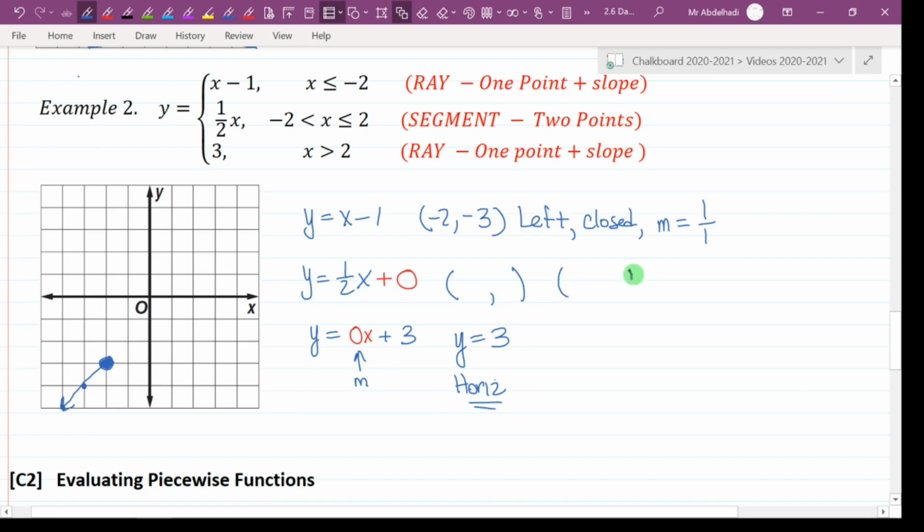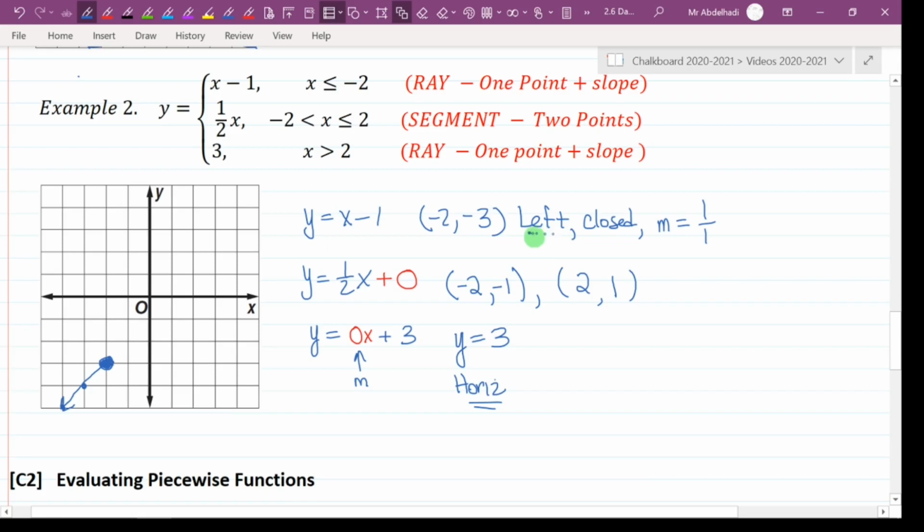Let's put down the parentheses here for the ordered pairs. The first endpoint has an x of negative 2, and the second endpoint has an x of 2. What are the y's? Well, plug them in and evaluate. If you plug a negative 2 in here, what's 1/2 of negative 2? It's negative 1. And if you plug a positive 2 into this, 1/2 of positive 2 is positive 1. So here are your endpoints.